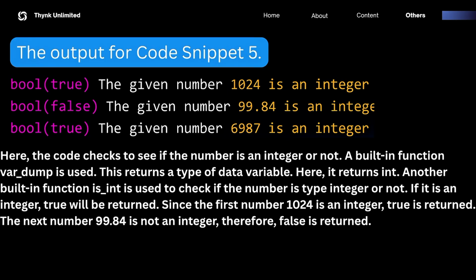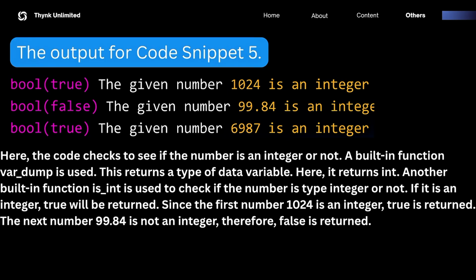Third output, bool true. Finally, the variable $y is set to 6987, which is once again a whole number. When PHP runs the is_int check on $y, it identifies it as an integer and returns true. The var_dump result appears as bool true, and the echo line prints, the given number 6987 is an integer.